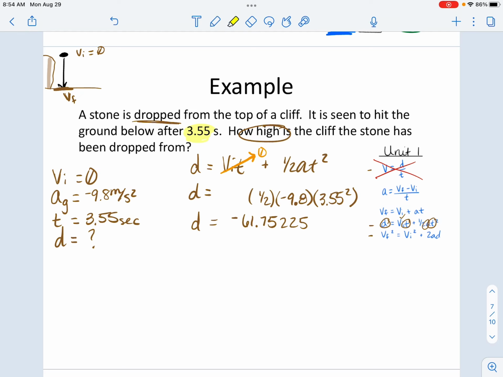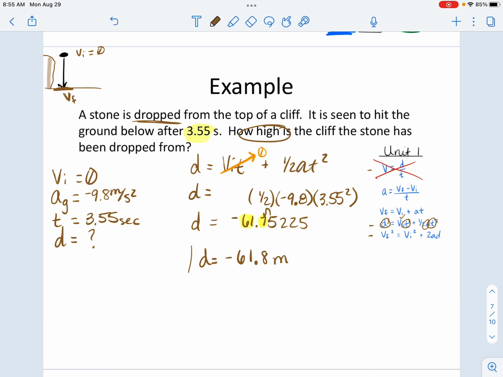So that means that I need 1, 2, 3 sig figs here for my final answer. So we're going to write this as 61.8. Remember, if it's followed by a 5 or greater, you round up. And so we get a D equals negative 61.8 meters as our final answer here.